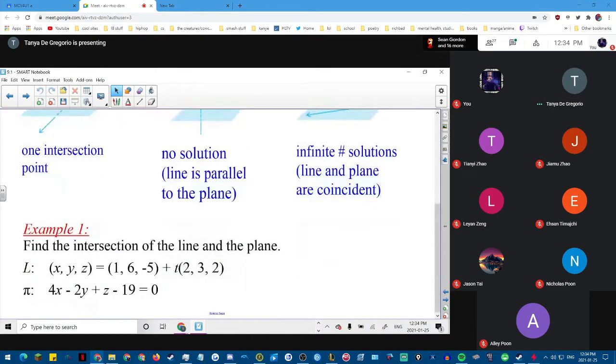So here we have a line and a plane. Find the intersection of the line and the plane. And we're not sure which situation we have, so we're going to try to come up with a solution and see if we can come up with a solution. All right, so what do you think we should do? I need to find a point of intersection if there is one. Any suggestions?